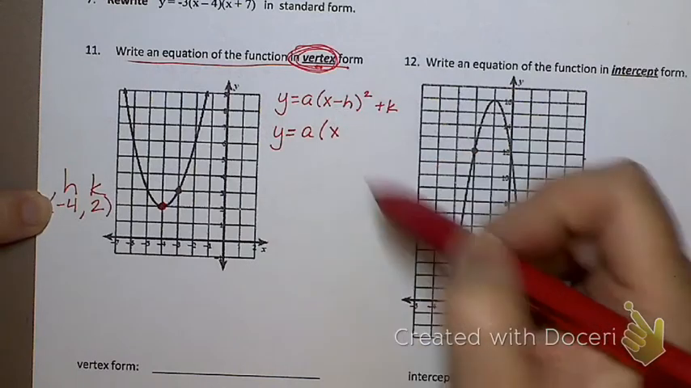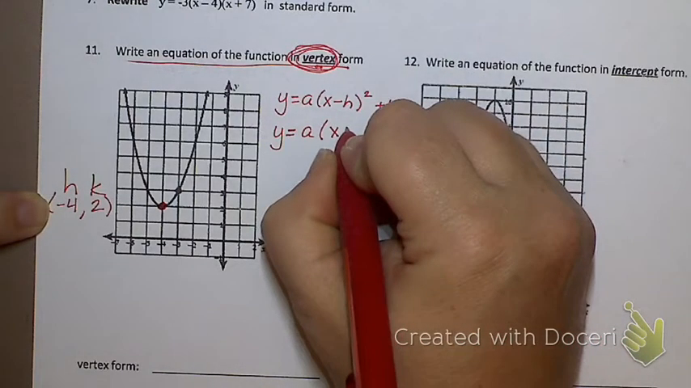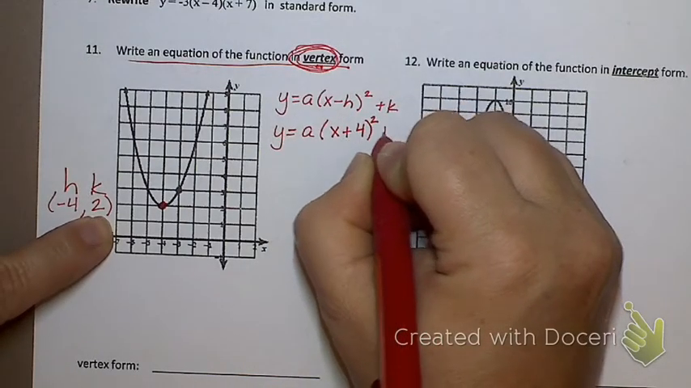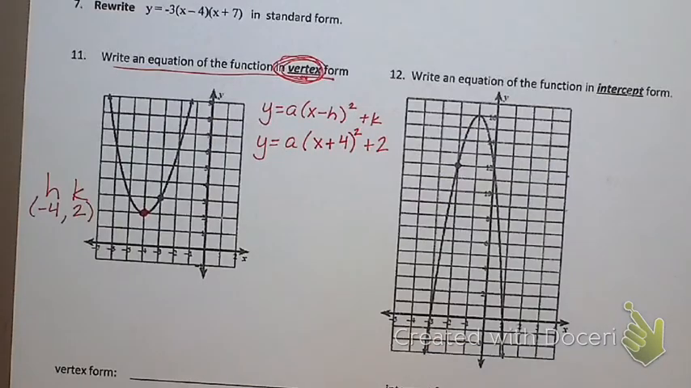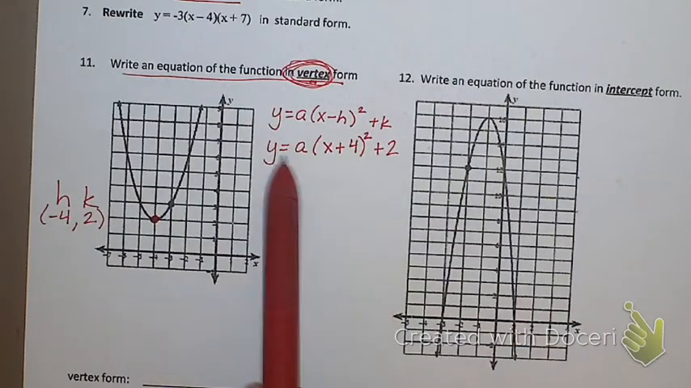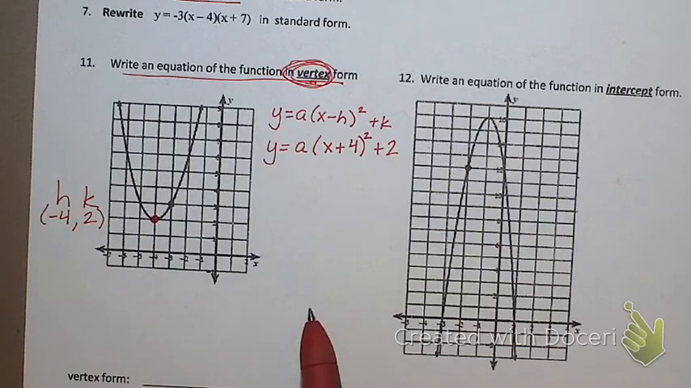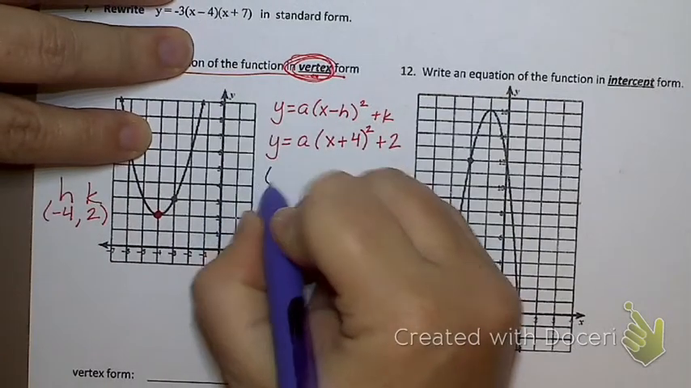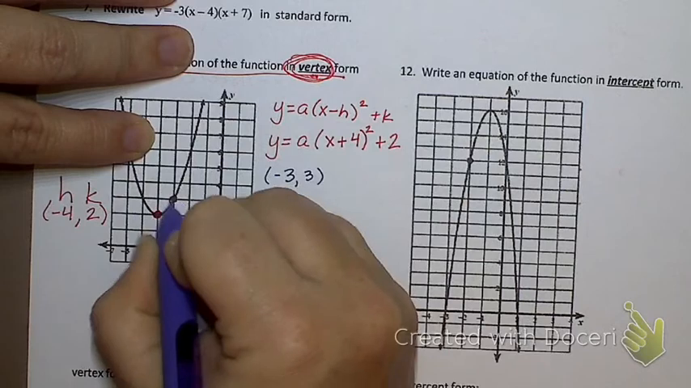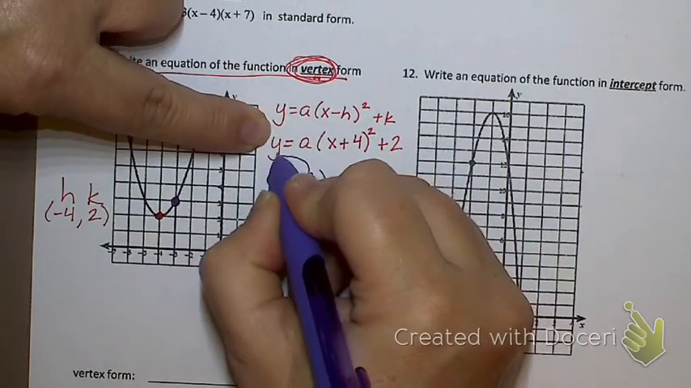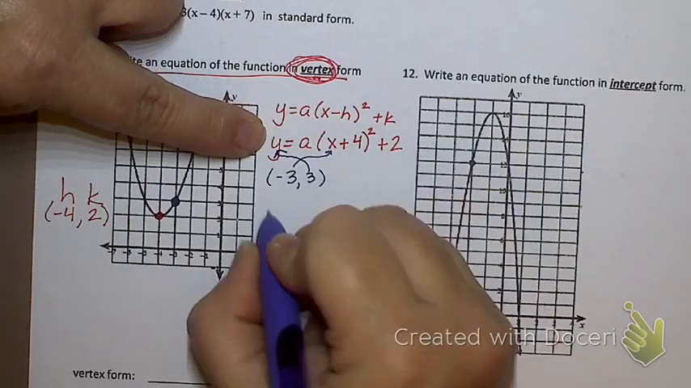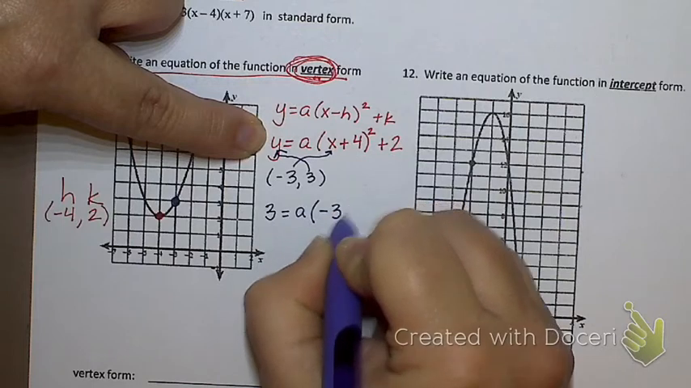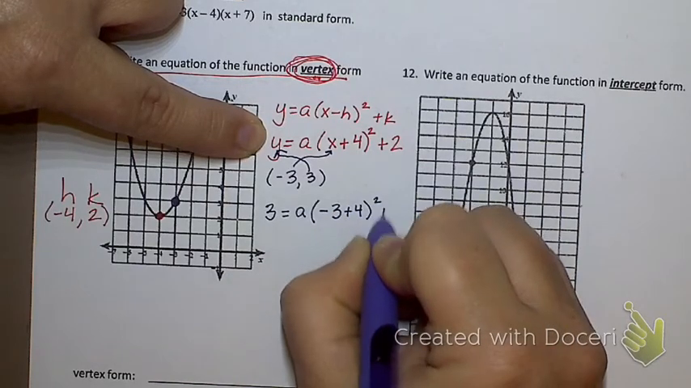If my h is a negative 4, what's it going to look like when I put it in the equation? Plus 4 squared. And then k, I don't worry about changing the sign. I just keep it as a positive 2. How do I find a? I leave the x and the y, but how do I find a? Use the extra point. What is that extra point? Negative 3, comma 3. So I'm going to plug in 3 for y and negative 3 for x. So 3 equals a times parentheses negative 3 plus 4 squared plus 2.